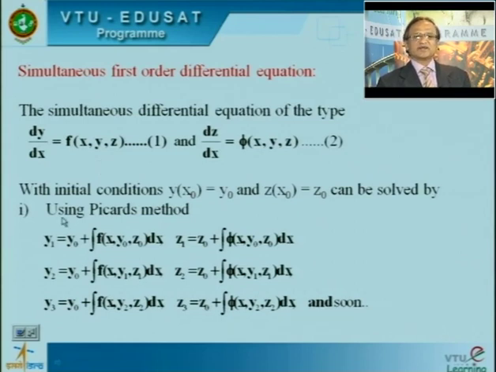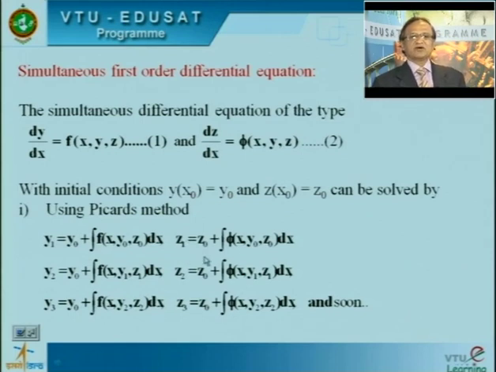Using Picard's method, how do we find the solution? You know Picard's formula: y1 is equal to y naught plus the integral of a function of x, y naught, z naught with respect to x. Similarly, corresponding to this function, you can use this formula.